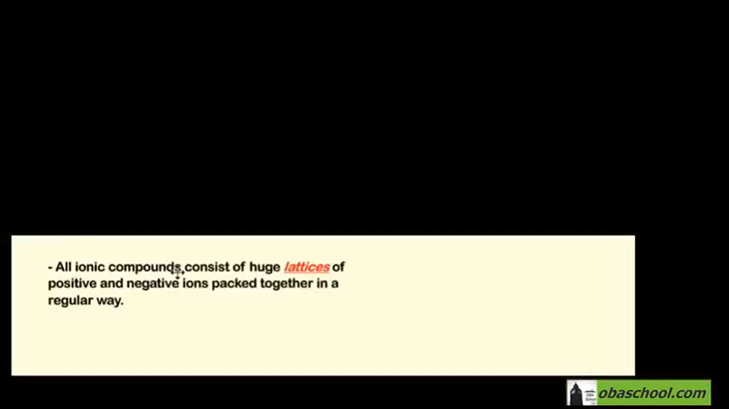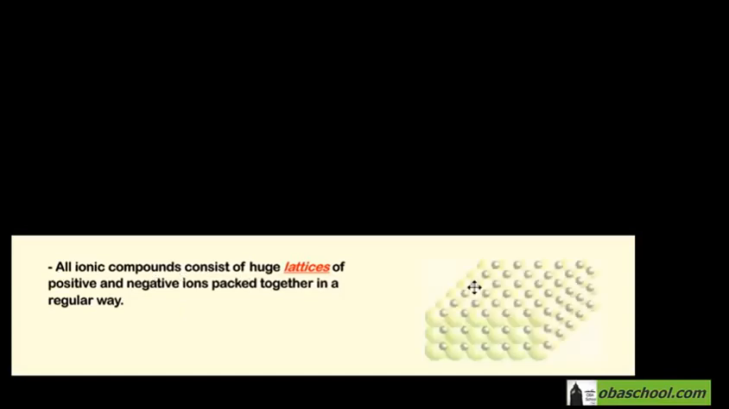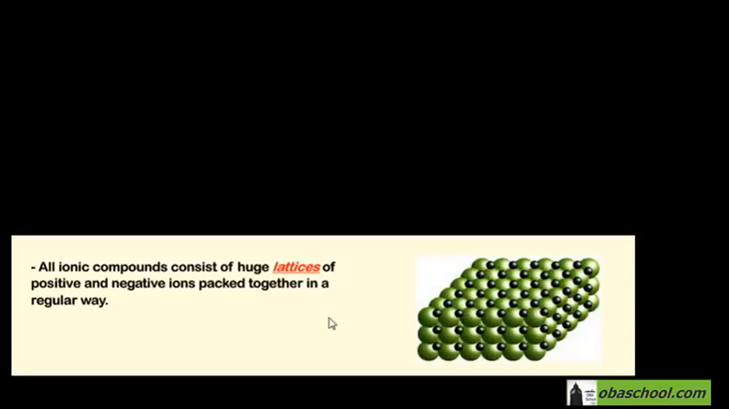All ionic compounds consist of huge lattices of positive and negative ions packed together in a regular way. So, ionic compounds are made up of huge lattices. This is a lattice, and it's a huge lattice. It's made up of positive and negative ions. The big green representations are the positive ions, and the smaller dark green ones are the negative ions.